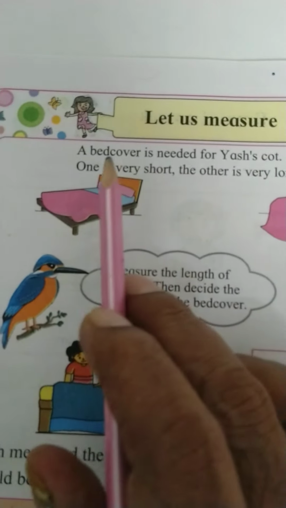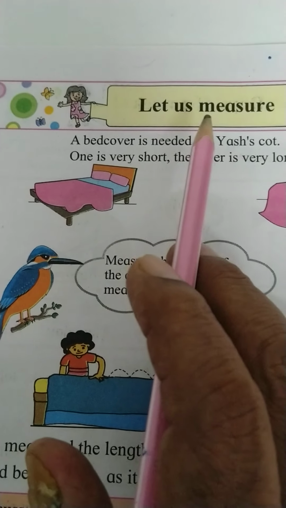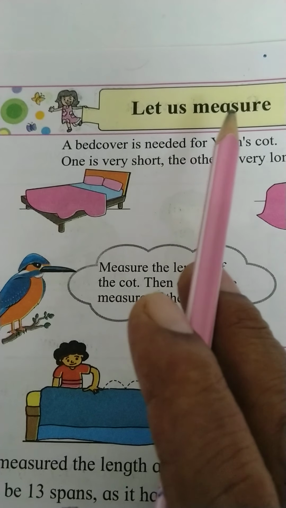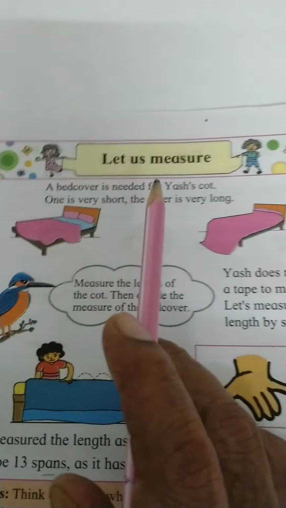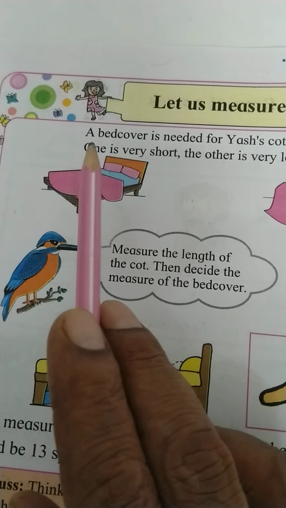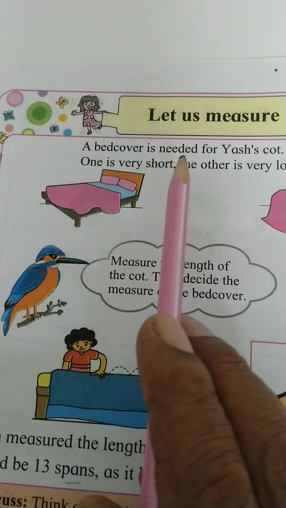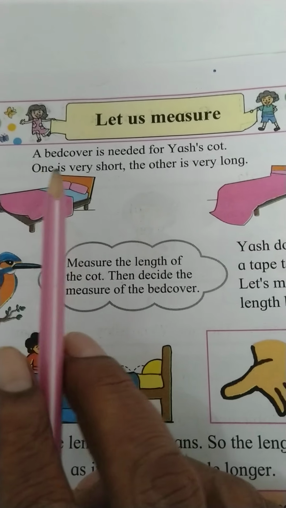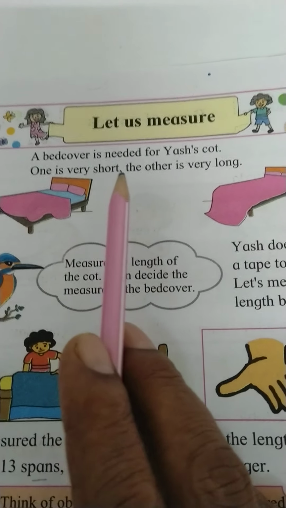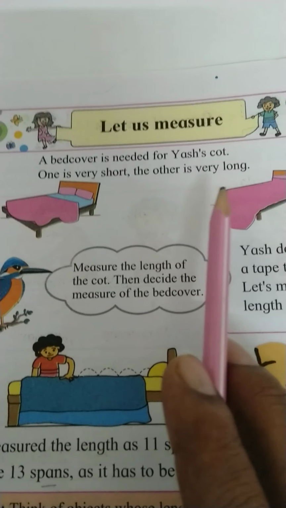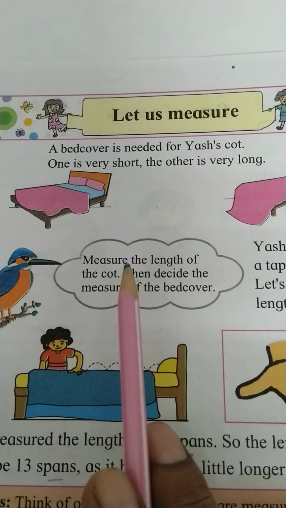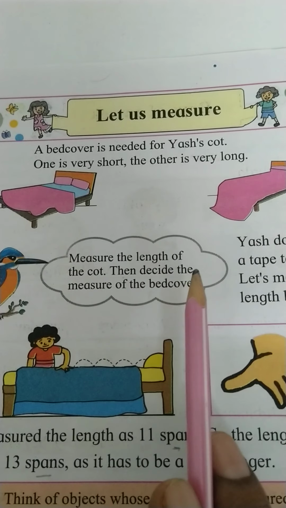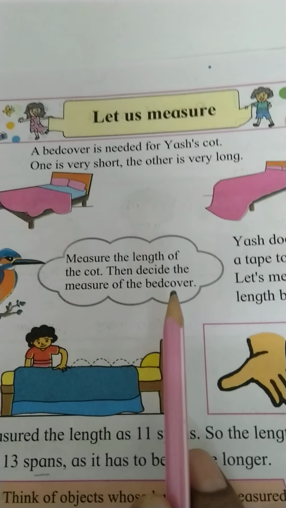Let us measure for standard 1. First, we have to read now. Just see here. A bed cover is needed for Yes's cart. One is very short, the other is very long. Measure the length of the cart, then decide the measure of the bed cover.